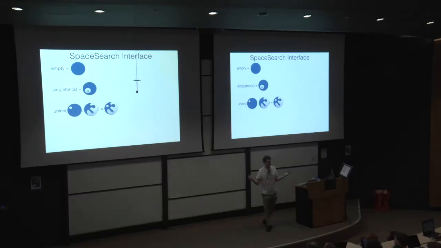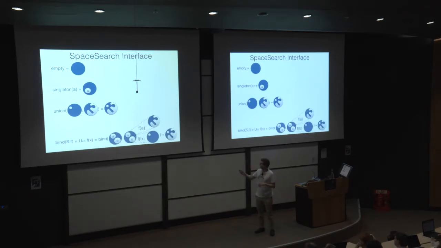OK, and now I can tell you how we can construct these spaces using the SpaceSearch library. So first, we have some simple construction functions, like empty creates the empty SpaceSearch. Singleton creates a space with just one element in it. Union combines them. And this starts to look like a monad, so we need bind as well. So there you just apply a function to every element in a space and union all of the results. And this is kind of the interface that you get to construct spaces.